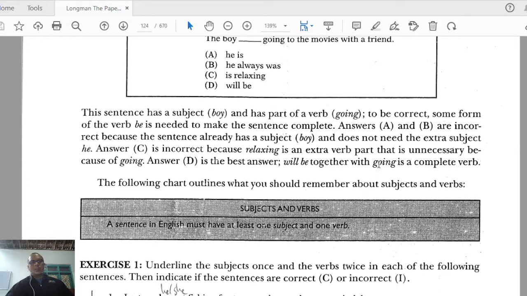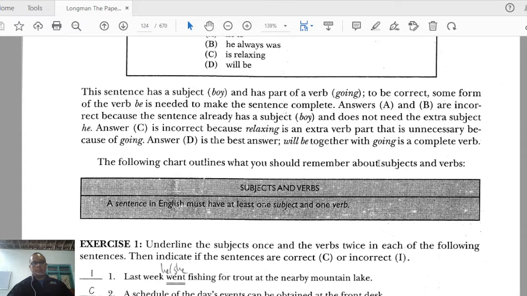The following chart outlines what you should remember about subject and verb. Okay, we have here subject and verb. A sentence in English must have at least one subject and one verb.